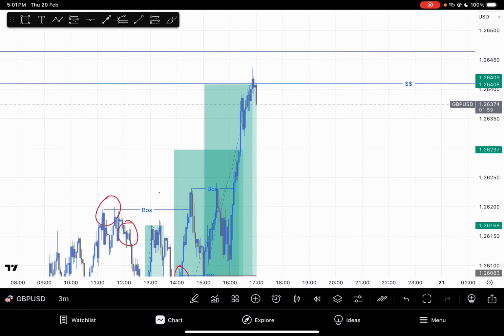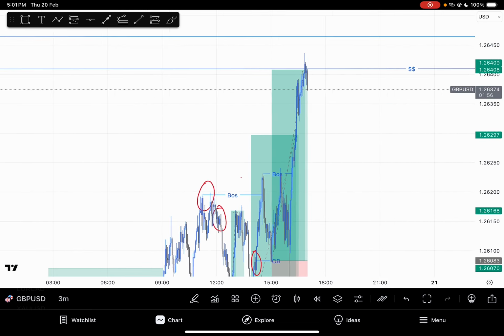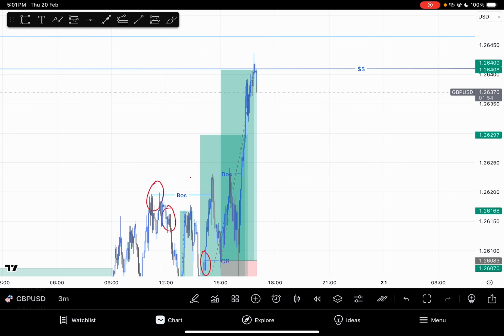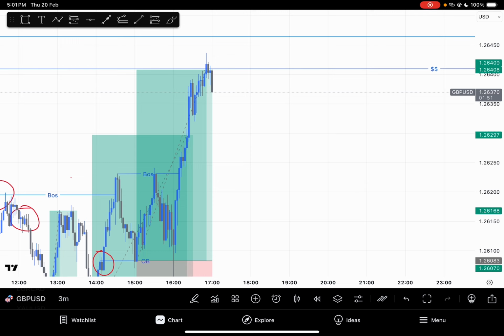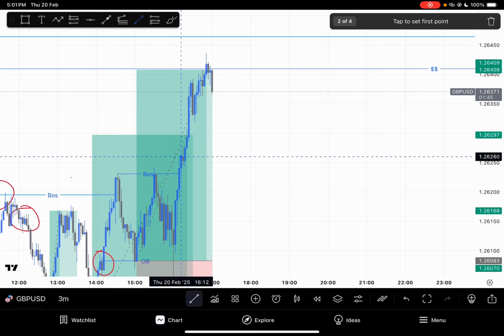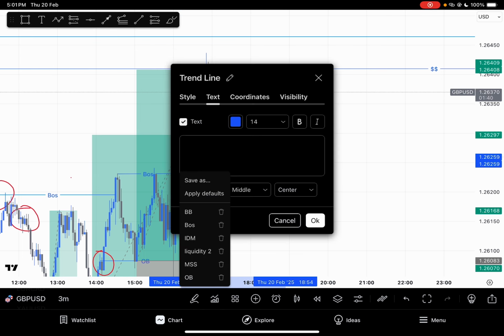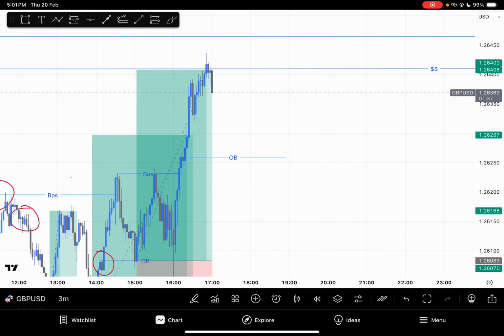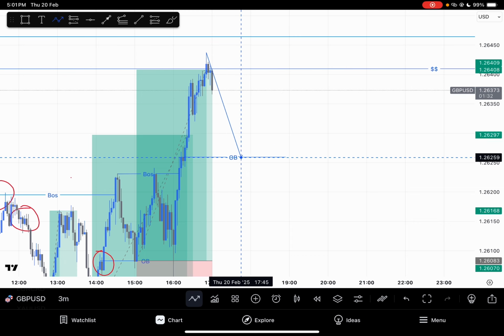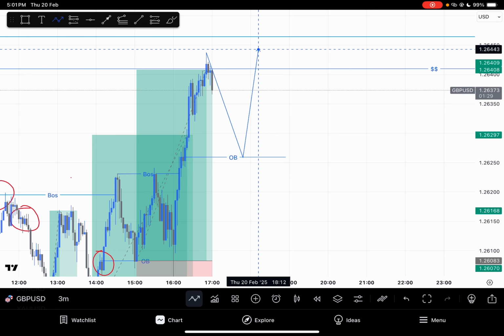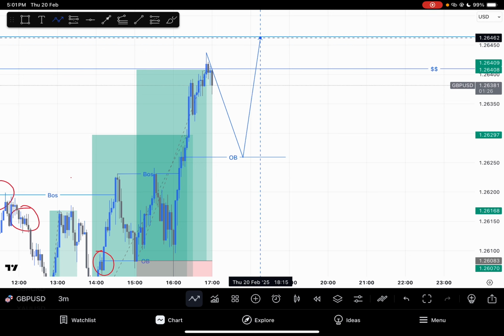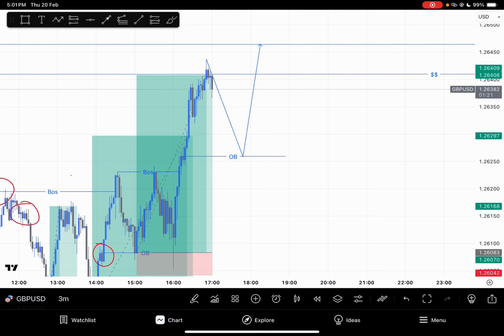So you see now price has already tapped into my second POI. What I'm waiting for is for price to create another market structure shift before I get my confirmation to enter any trade. On this line here, there's also an order block. I'm expecting price to move from this point down to the order block, then take out this previous high to trigger this point of interest. This is what I'm expecting price to do currently.